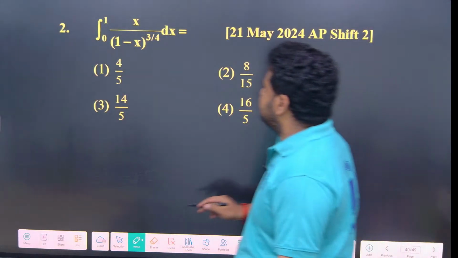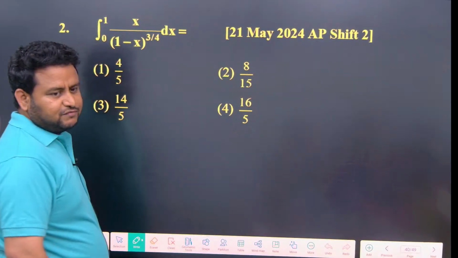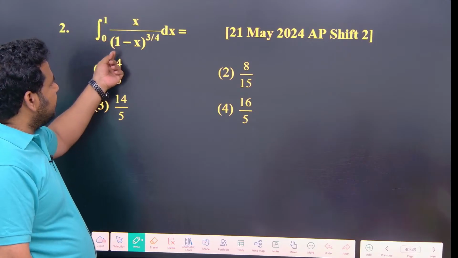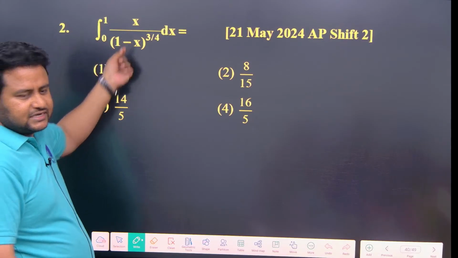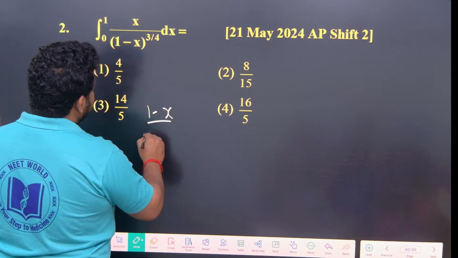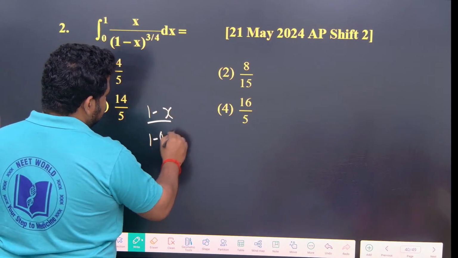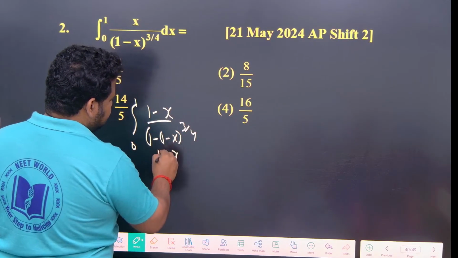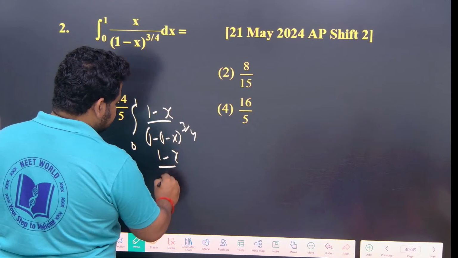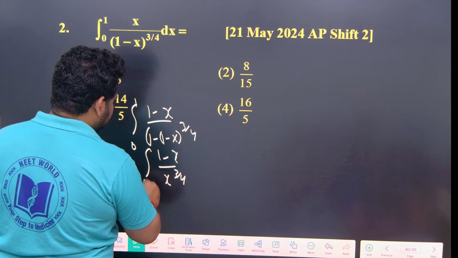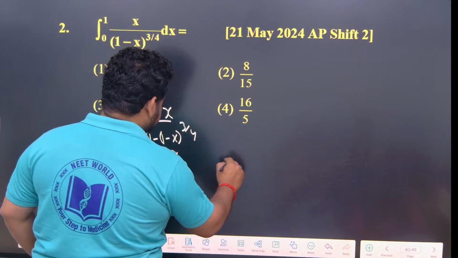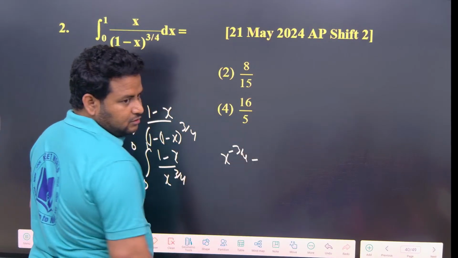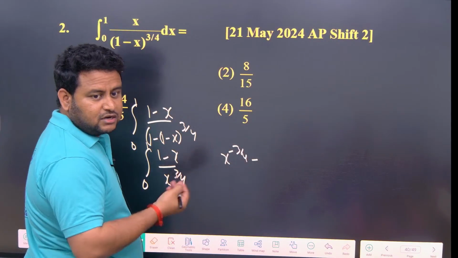Look at this question. Integral 0 to 1 of x by (1 minus x) to the power of 3 by 4. Directly you will take a lot of time to do it. So instead of 0 to 1, what I can do here is apply 1 minus x instead of x. This will become (1 minus x) by (1 minus (1 minus x)) to the power of 3 by 4, 0 to 1. So 1 minus 1 will become 0. This will become x to the power of 3 by 4. Okay, if I divide this, I will get x power minus 3 by 4 minus x power 1 minus 3 by 4. x power 1 minus 3 by 4 is x power 1 by 4.